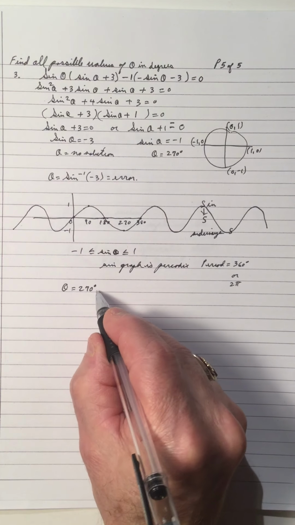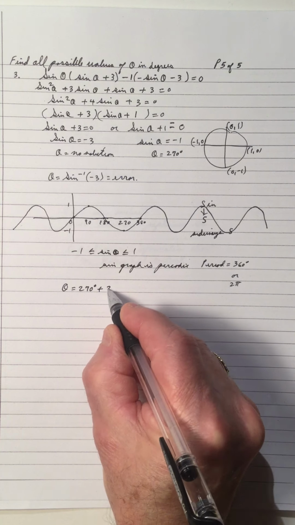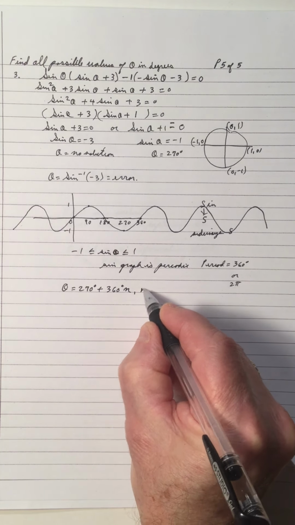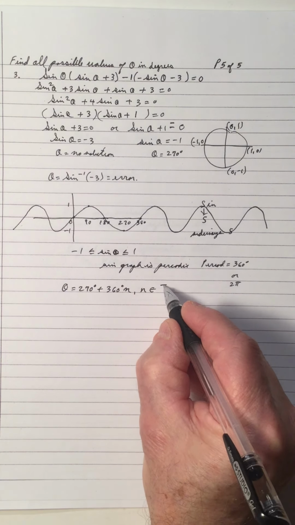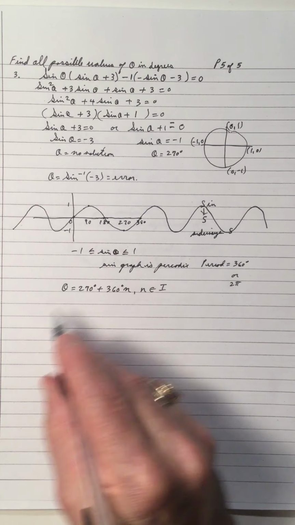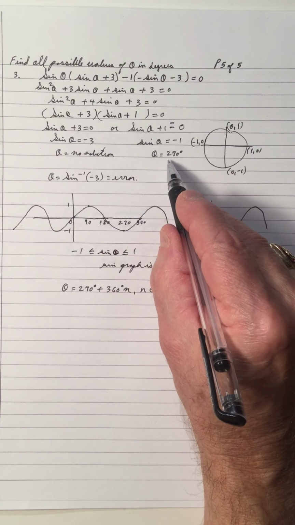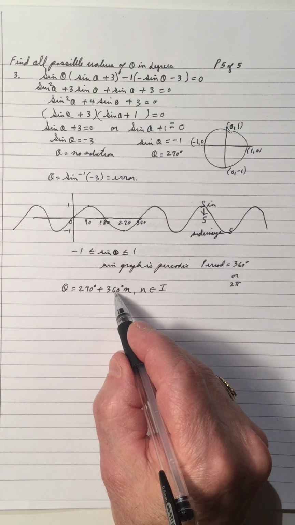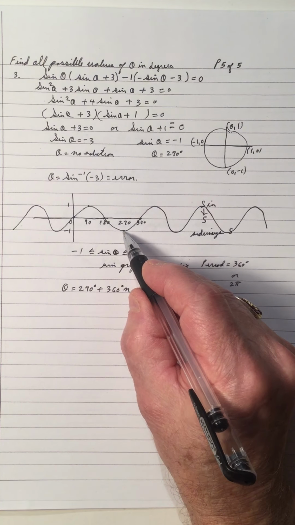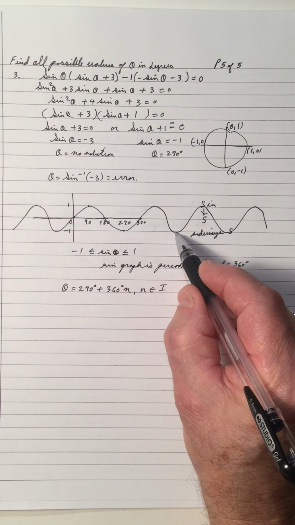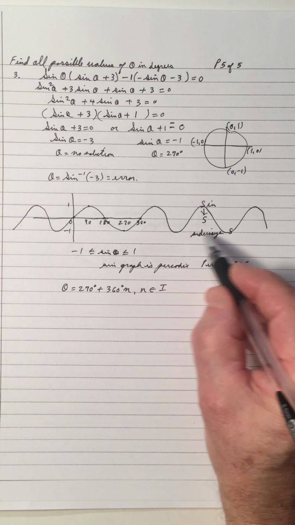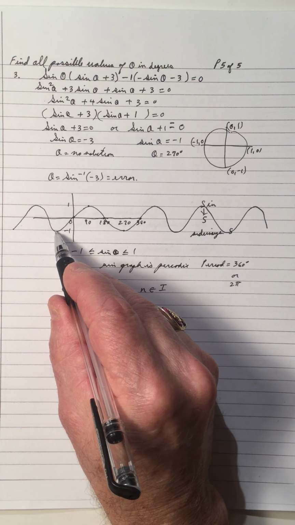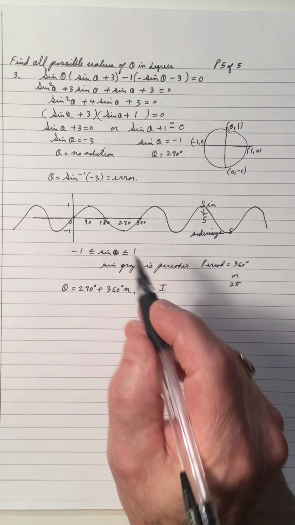We want it in degrees, so we add on 360 degrees, we times it by n, and we say n belongs to the integers. That's all of them. So right here we only worked out from 0 to 360. Now we got to add on the 360 because it keeps repeating. So if 270 is 1, this one over here would be add on 360, and we add on another 360. Or if we go backwards this way, you get back to here, subtract 360, get negative 90.